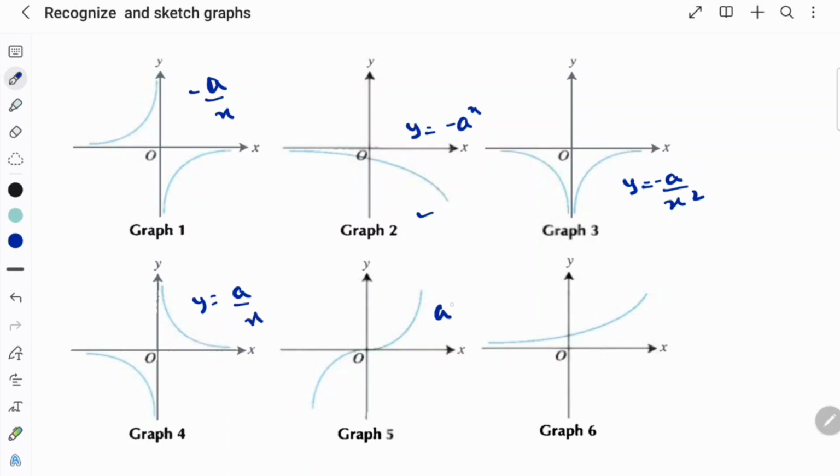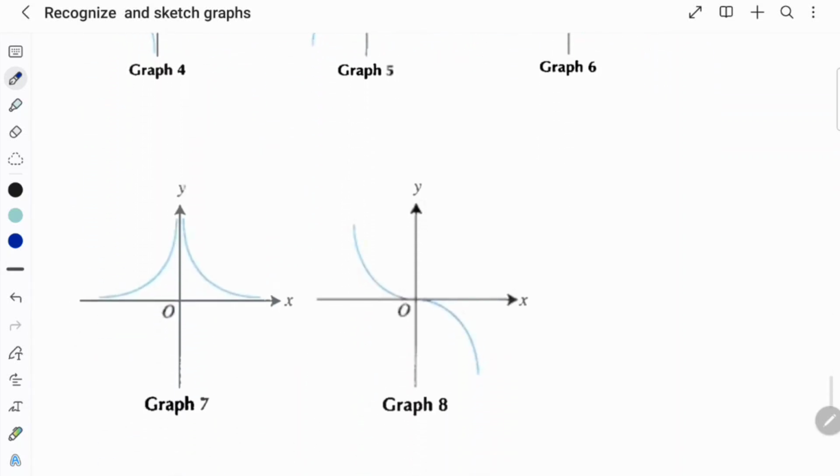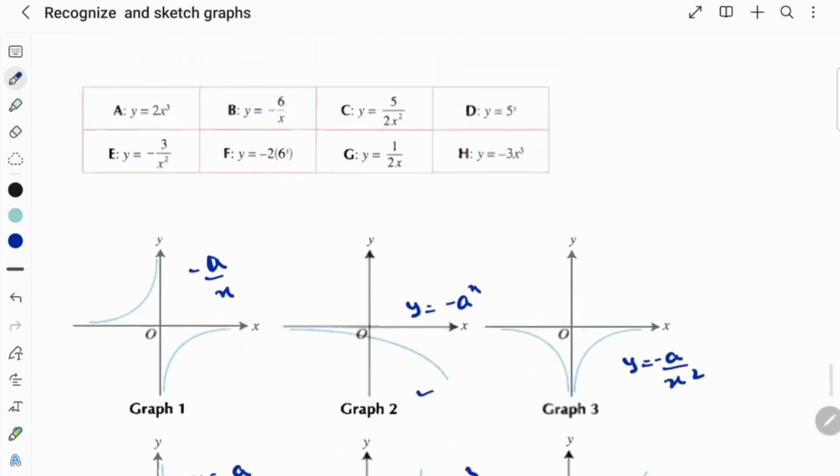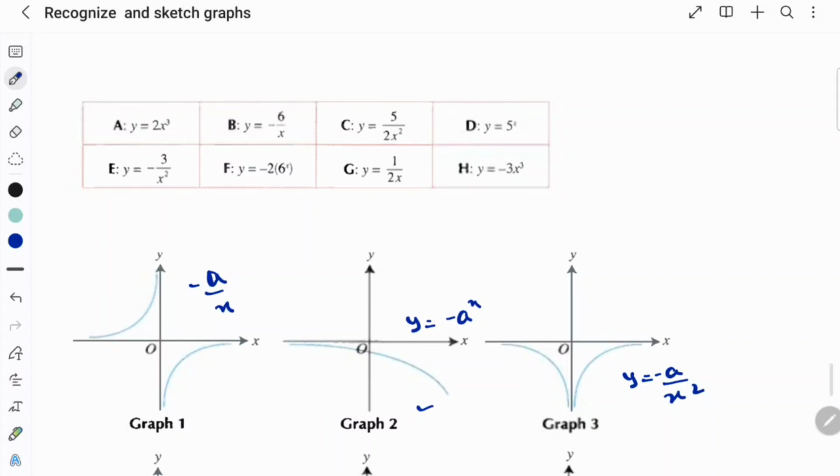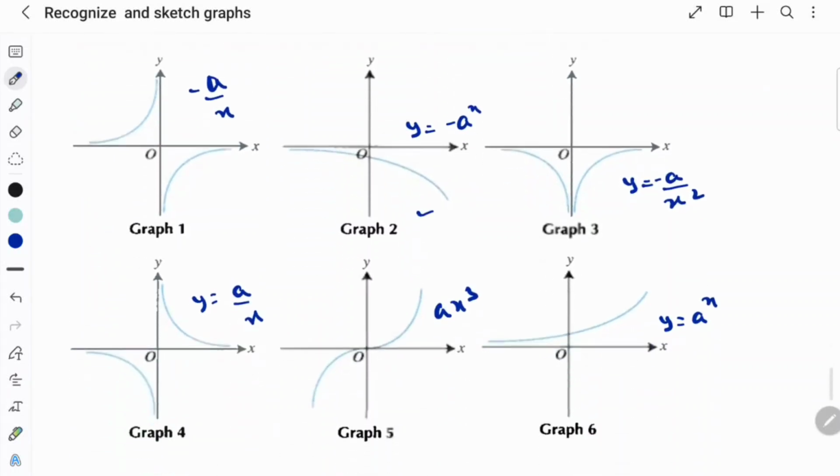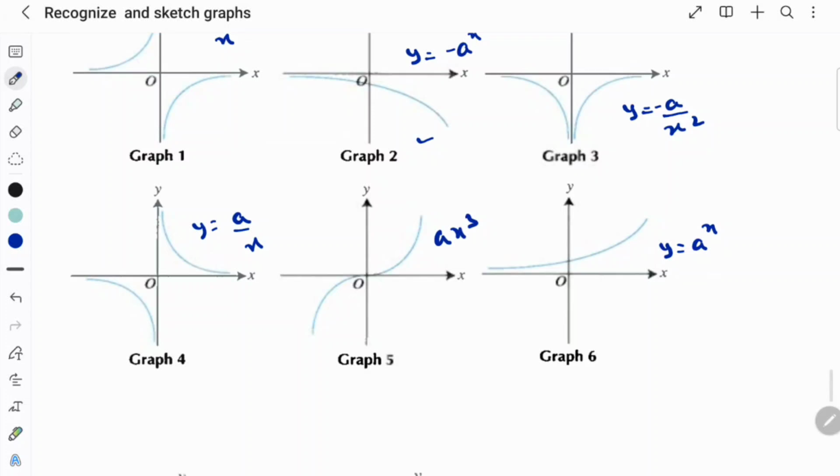This is a cubic equation, ax cube. This is exponential, y is equal to a to the power x, positive. That is a over x square positive, and this is negative, negative x cube has a negative a. So we just compare all of them. Now I'm going to tell you which one will go with which one. 2x cube is the first one. So a cubic equation, positive, is graph number 5.